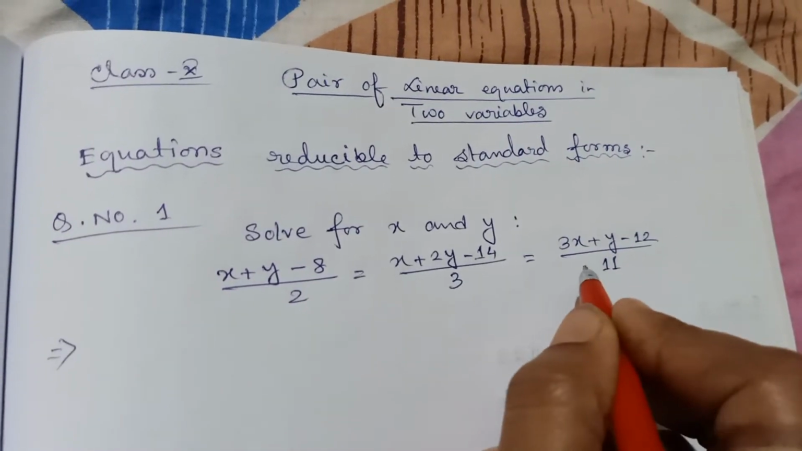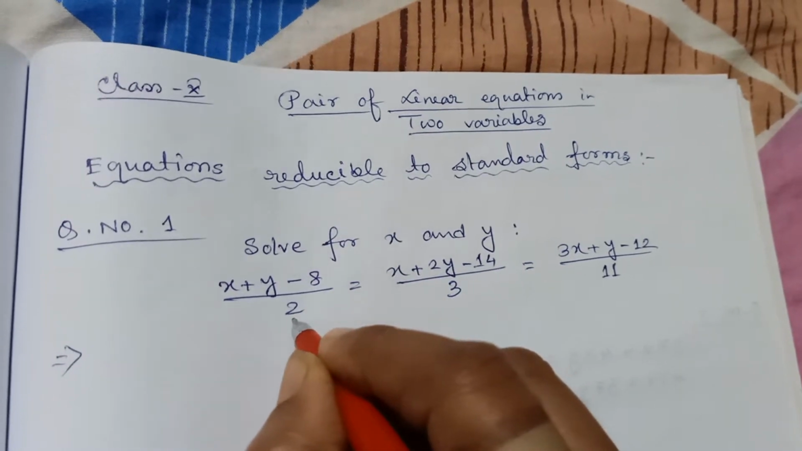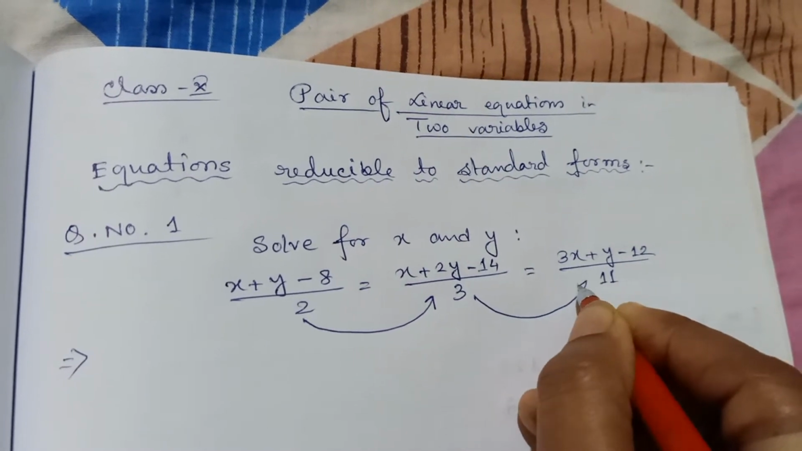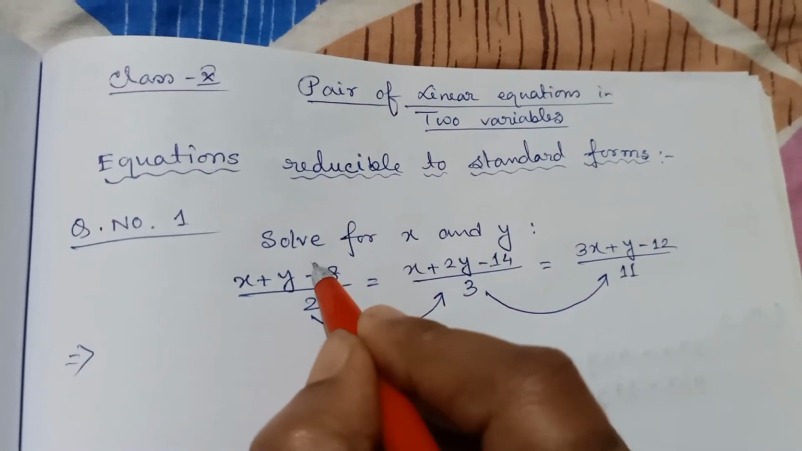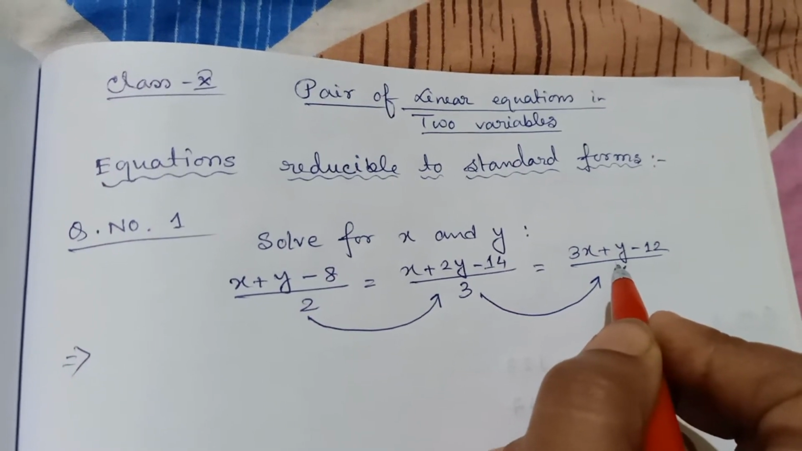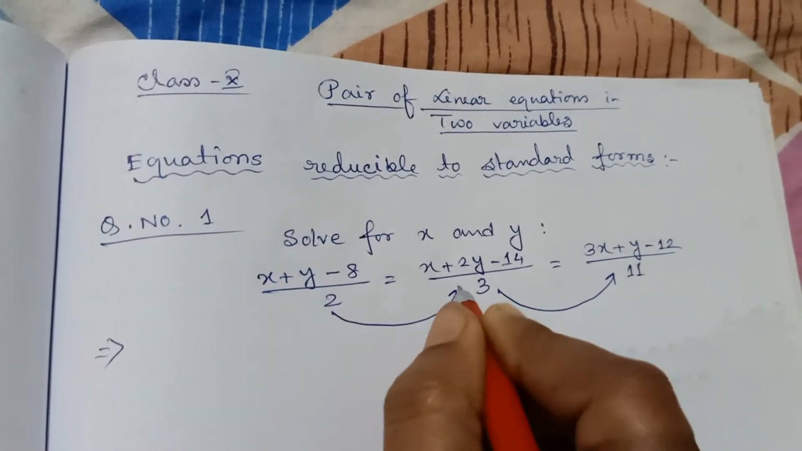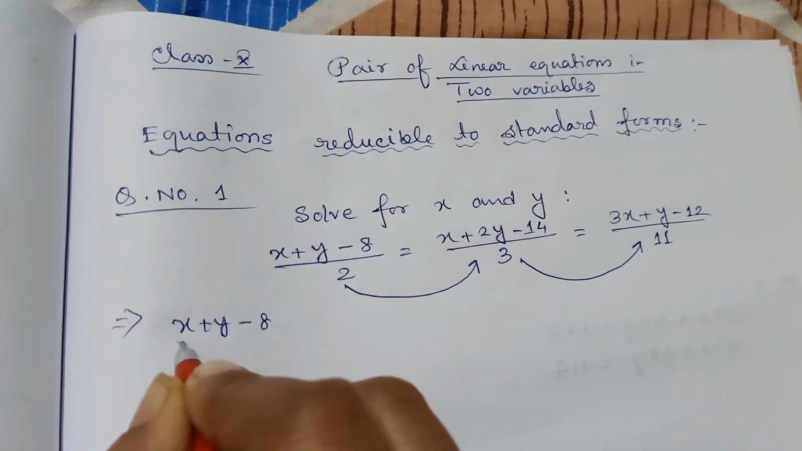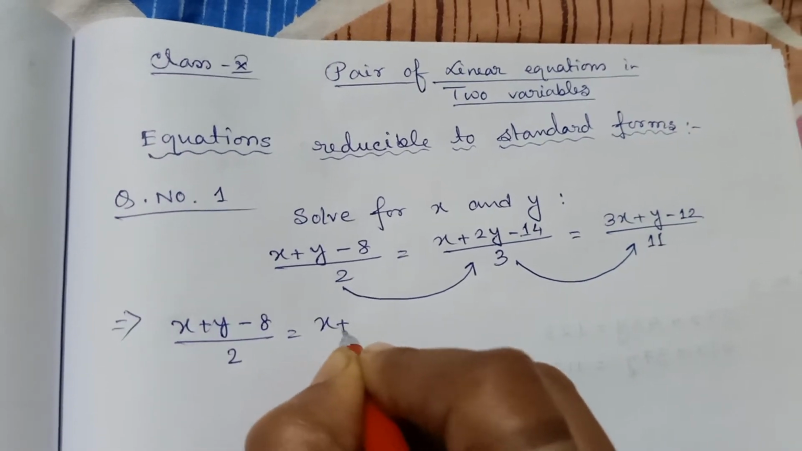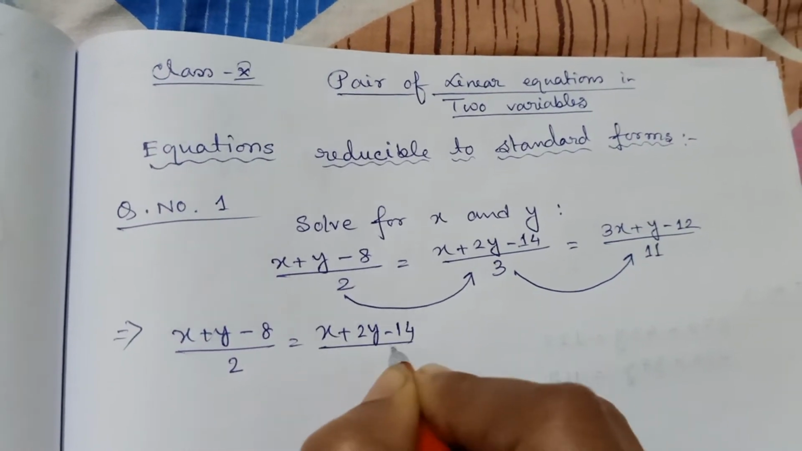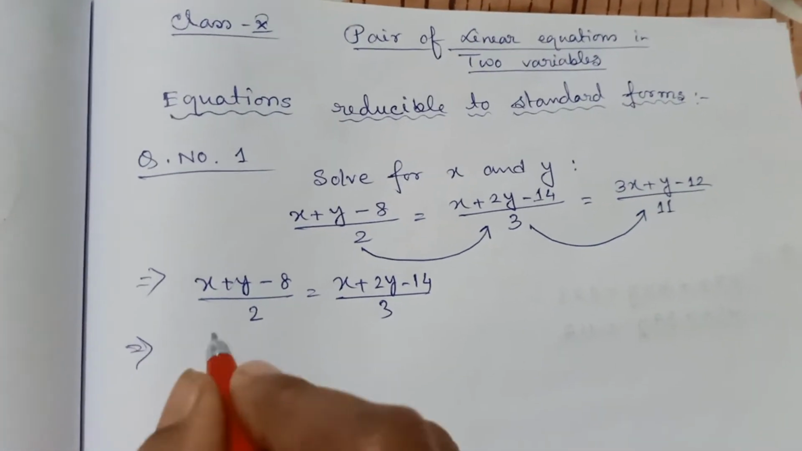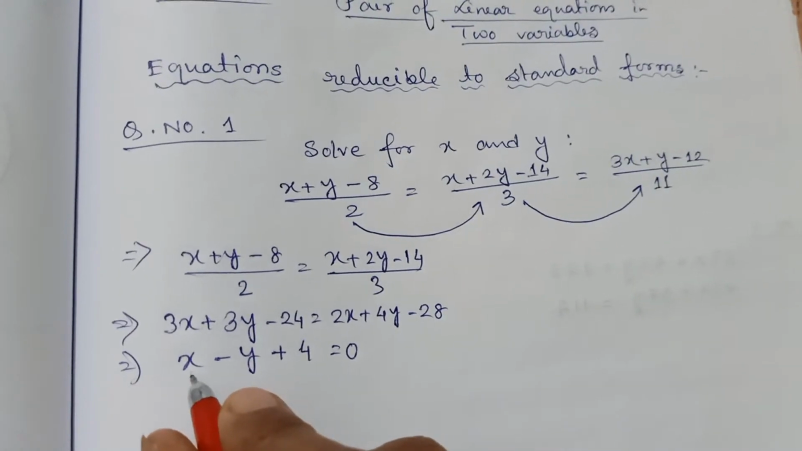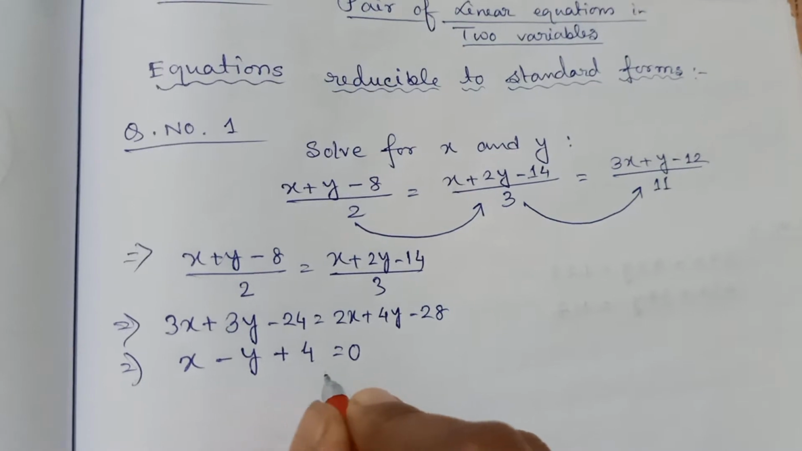So for these types of questions we need to take the first and second collaboration, and the second and third collaboration, or somebody can take the first and third collaboration, no problem with that. I am taking first, second and second, third. How will we do it? x plus y minus 8 divided by 2 equals x plus 2y minus 14 divided by 3. This implies just cross multiplication, nothing else. So after calculation we get x minus y plus 4 equals 0.